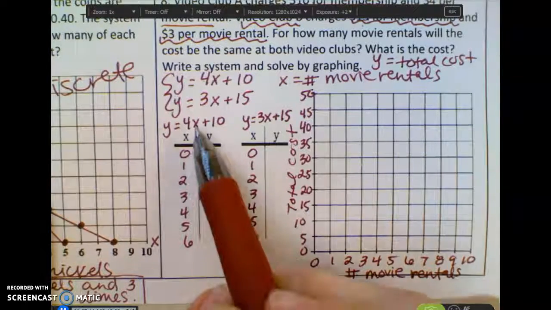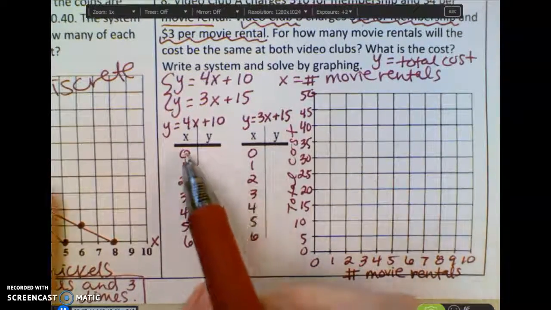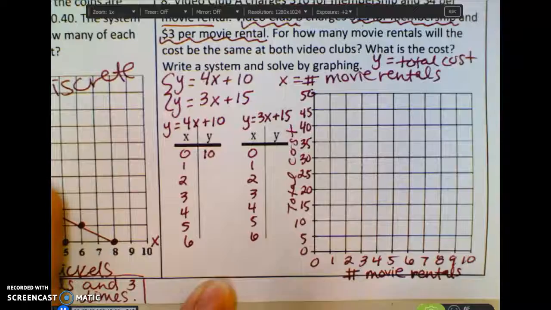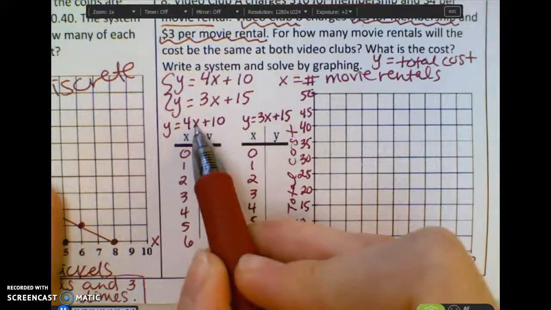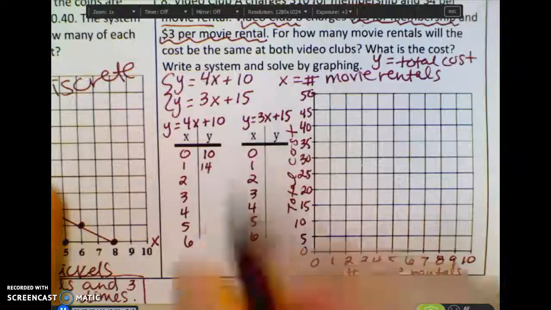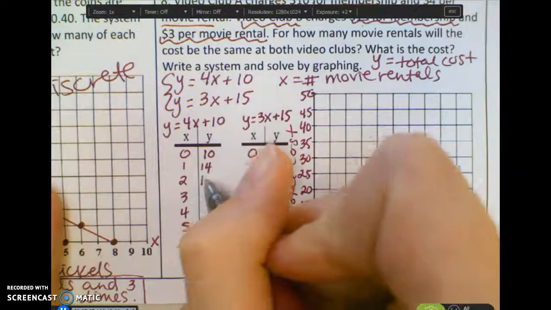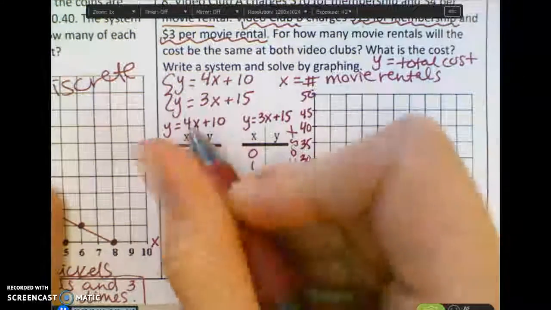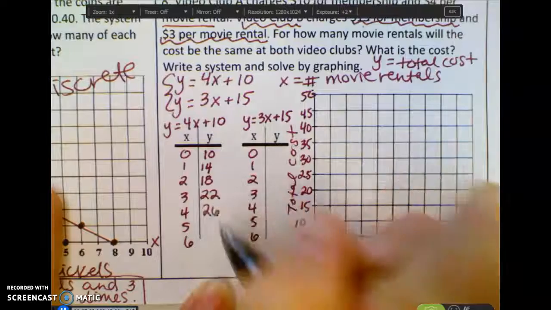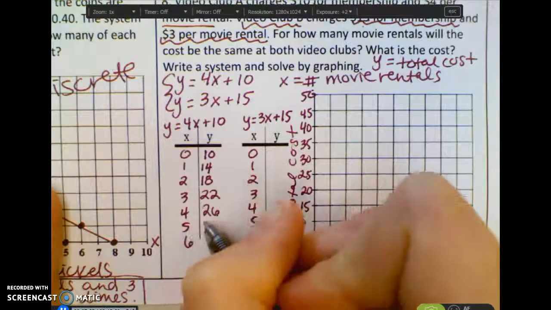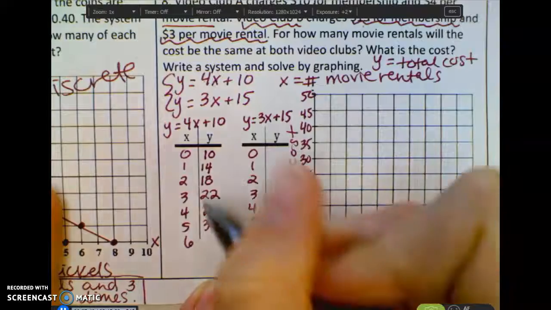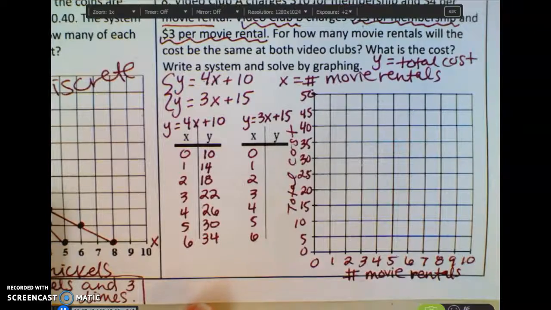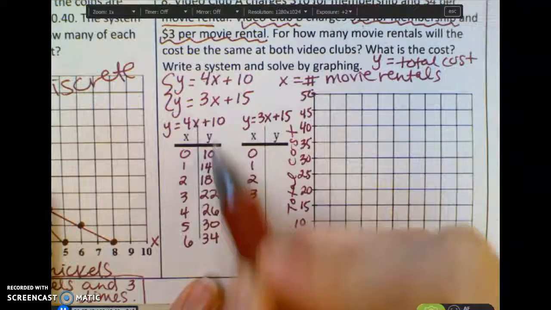We're going to take our x and plug it in to find y. So if I take 0 and I plug it in, I have 4 times 0 is 0, plus 10 is 10. Plug in 1. 4 times 1 is 4, plus 10 is 14. 4 times 2 is 8, plus 10 is 18. 4 times 3 is 12, plus 10 is 22. 4 times 4 is 16, plus 10 is 26. 4 times 5 is 20, plus 10 is 30. 4 times 6 is 24, plus 10 is 34. You with me? We're just taking the x, plugging it in, finding the y value.